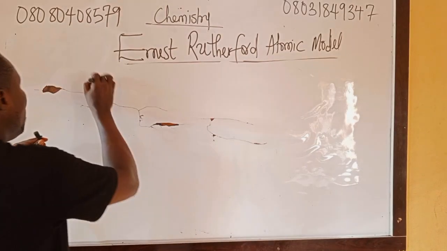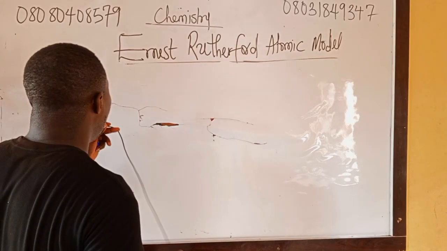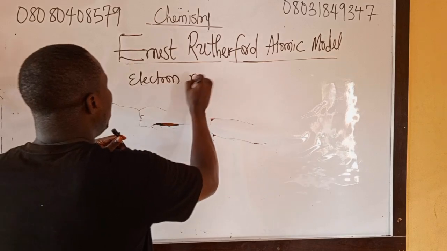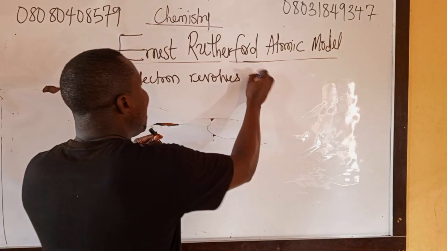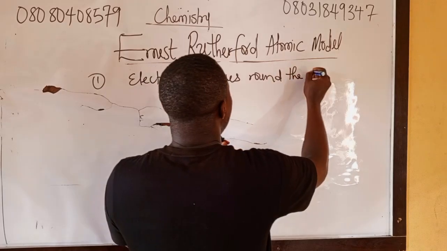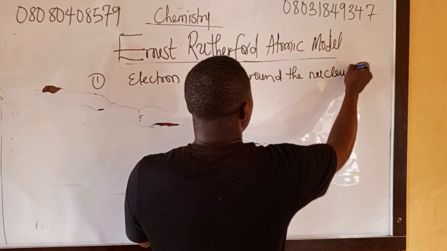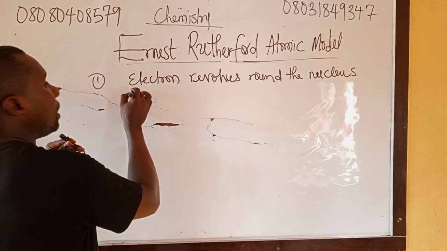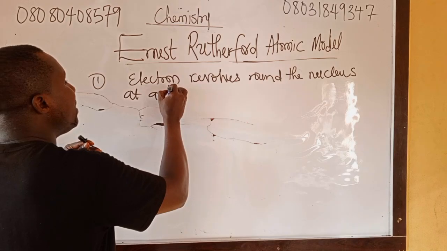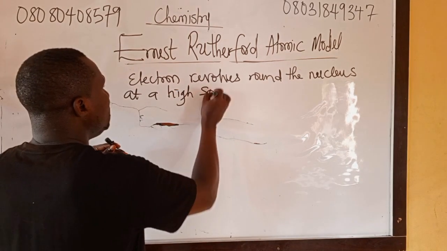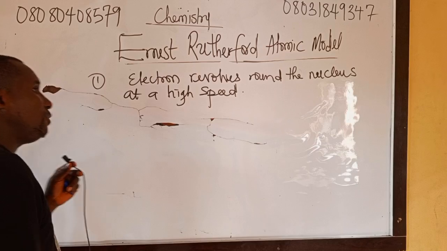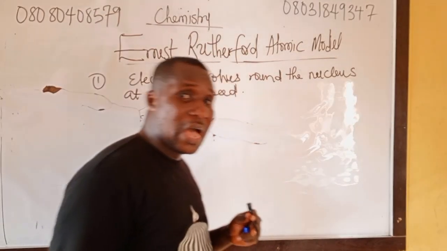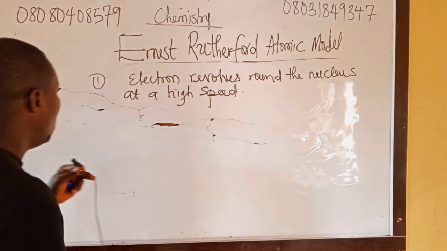Ernest Rutherford atomic model. Number one. It said that electrons revolve round the nucleus at a very high speed. That electrons revolve round the nucleus at what speed? A very high speed. Take note of that.